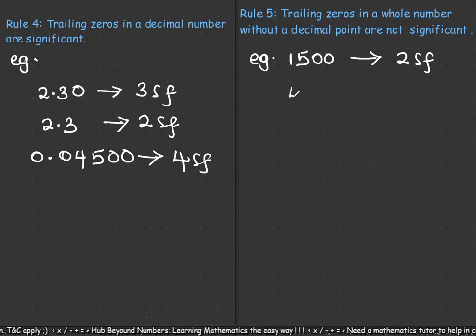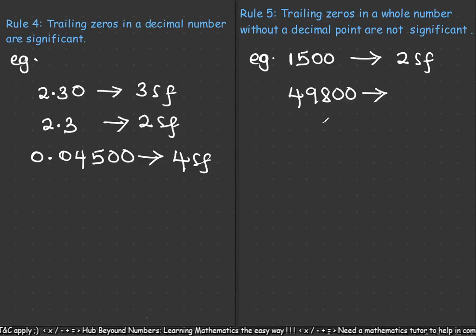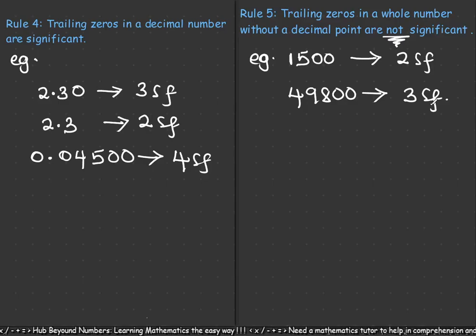So if you have 49800 here, how many significant figures has it got? 1, 2, 3. It ends here, right? Because these two zeros are trailing zeros. And the rule says trailing zeros in a whole number without a decimal point are not significant. Hence, we have just 3 significant figures. So these are the rules governing significant figures.